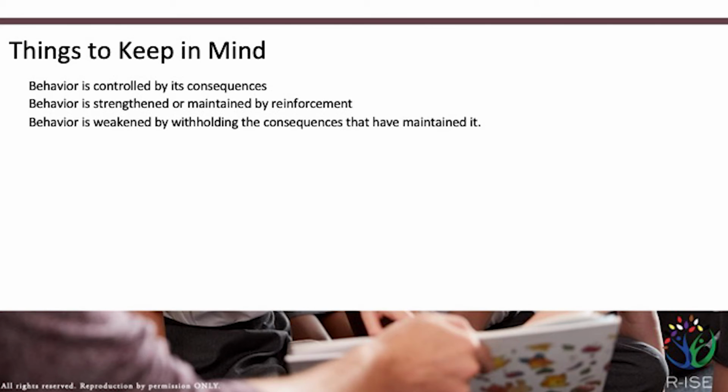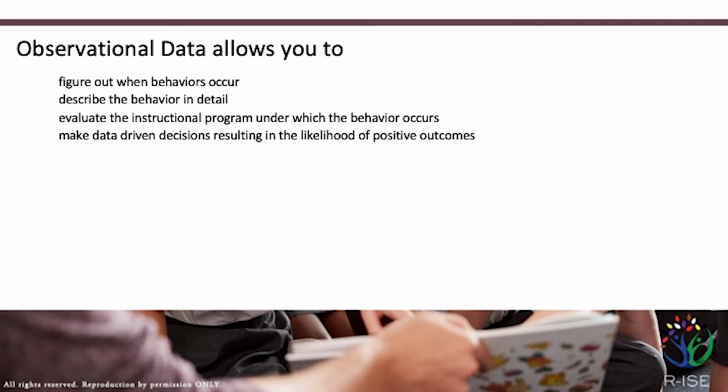Behavior is always controlled by its consequences. It's strengthened or maintained by its reinforcements, whether those be negative or positive reinforcements. And behavior is weakened by withholding the consequences that have maintained it. Observational data allows you to figure out when behaviors occur, describe the behavior in detail, evaluate the instructional program under which the behavior occurs, and it makes a data-driven decision resulting in the likelihood of positive outcomes.